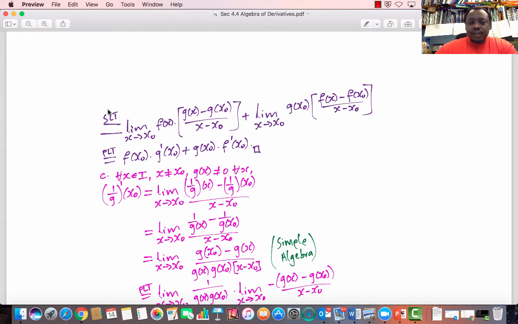And this follows from the sum limit theorem, also known as the sum property.